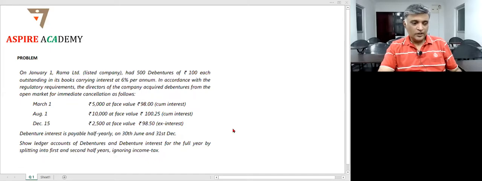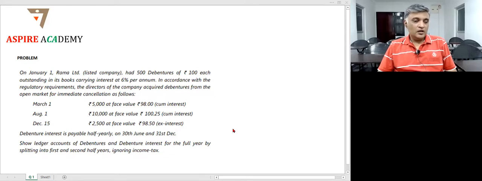We will now move on to the next problem in debentures. On 1st January, Rama Limited, a listed company, had 500 debentures of 100 each outstanding in its books, carrying interest at 6% per annum. In accordance with the regulatory requirements, the directors of the company acquired debentures from the open market for immediate cancellation as follows.